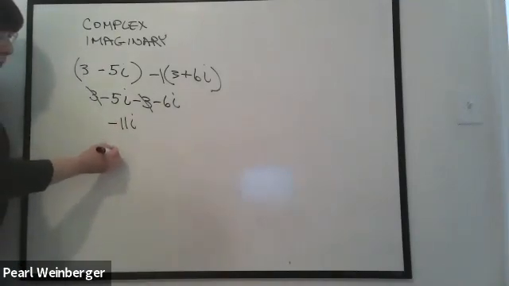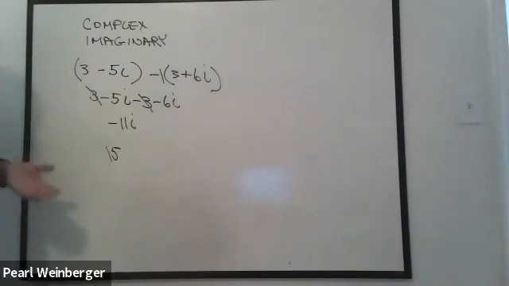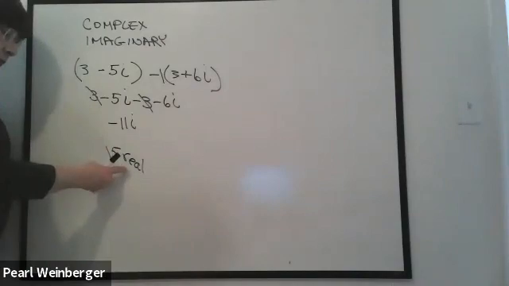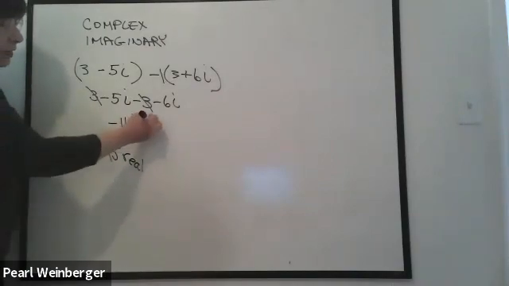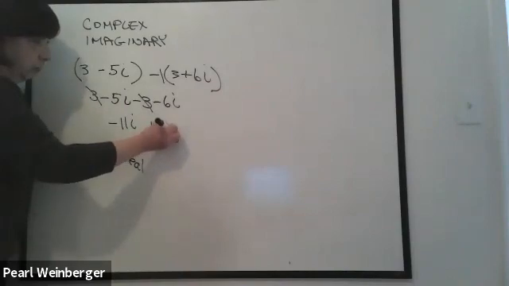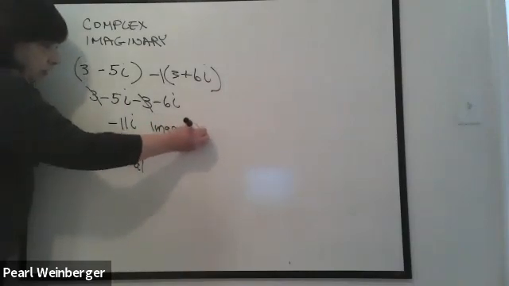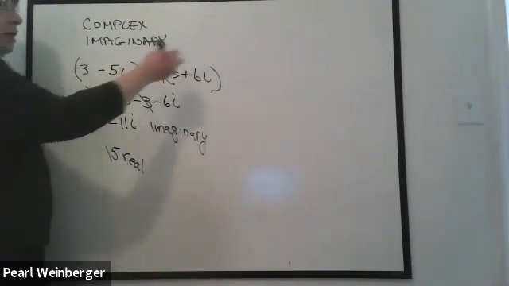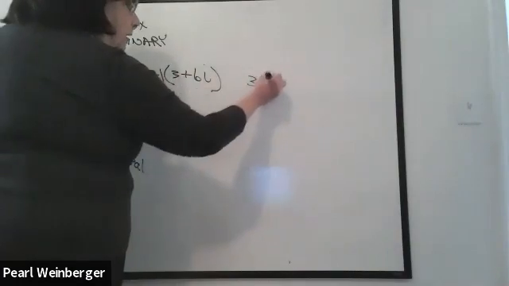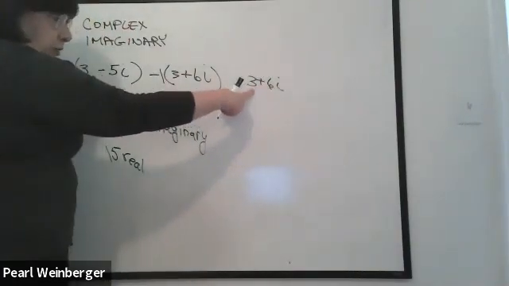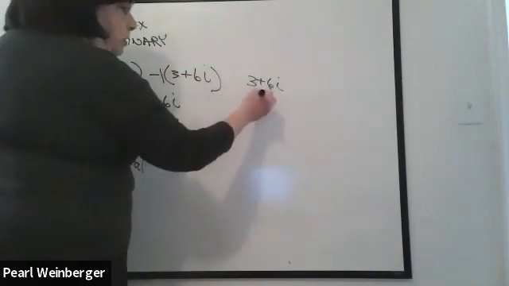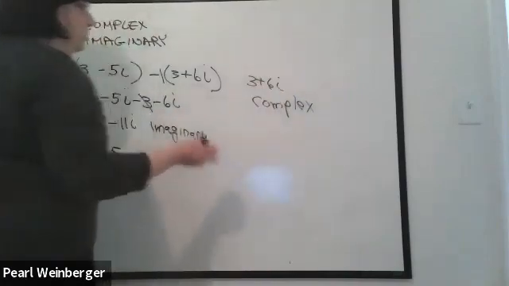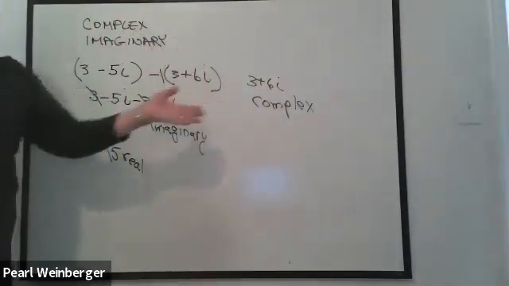If I give you a number like plain 15 without any i's, this is real. So this type of number is real. It doesn't have any i's. This kind of number is imaginary because it has only i's. It's negative 11 i's. And something like 3 plus 6i, which is a combination of a real part and an imaginary part, is what we call a complex number.